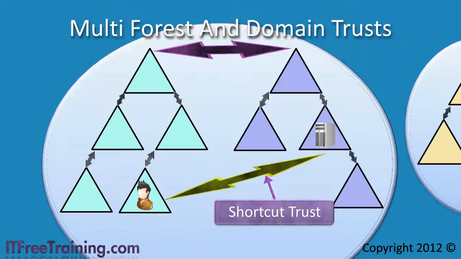When this occurs, you can create what is called a shortcut trust. A shortcut trust provides a direct trust relationship between the two domains, saving them from having to go through the whole hierarchy.